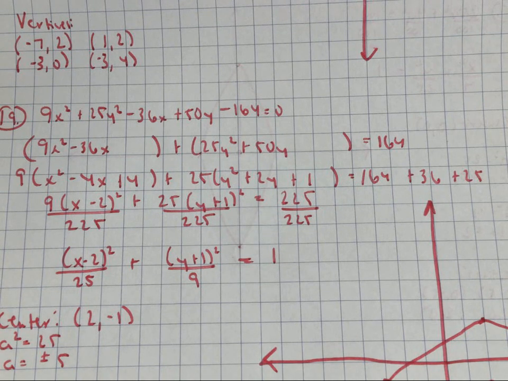I take half of negative 4, which is 2. I square that. 2 squared is 4. You say, Mr. Chester, why don't you just add a 4? Because I have a 9 out here. You've got to multiply 4 times 9 and add 36. You can't just add a 4. Do you see that? That's the only time you do that.